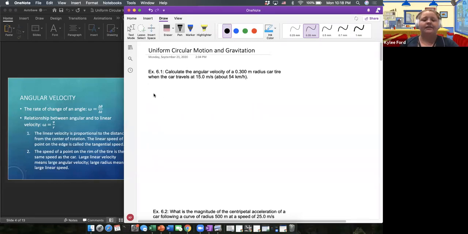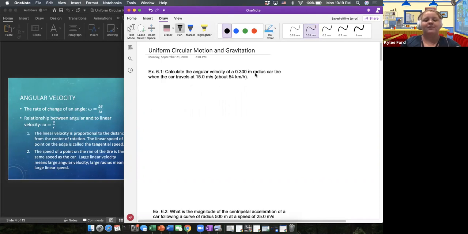So today I wanted to continue by going into some examples of what we discussed in lecture. The first example I have here is: calculate the angular velocity of a 0.3 meter radius car tire when the car travels at 15 miles per second. And that's about 54 kilometers per hour.